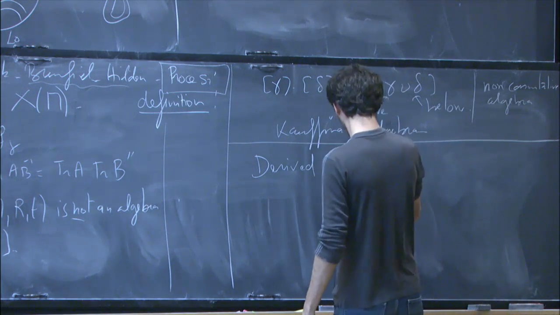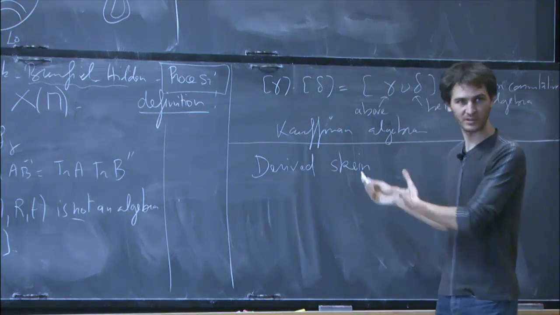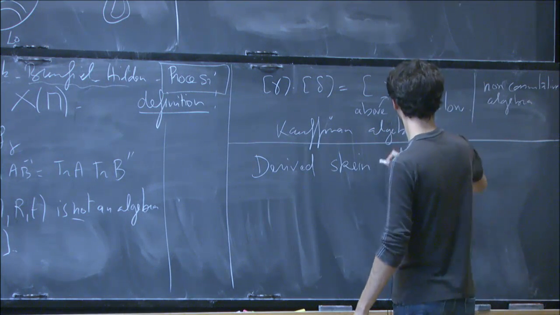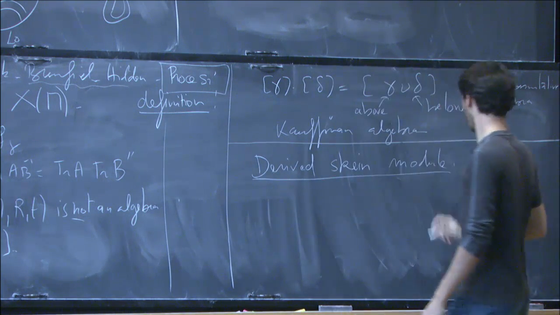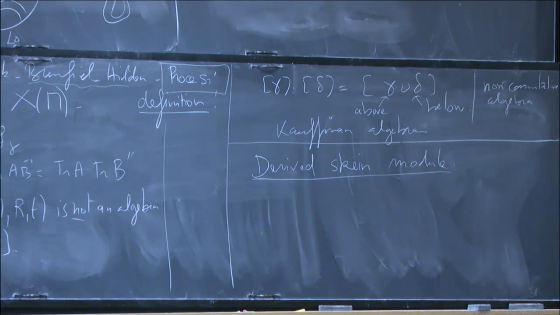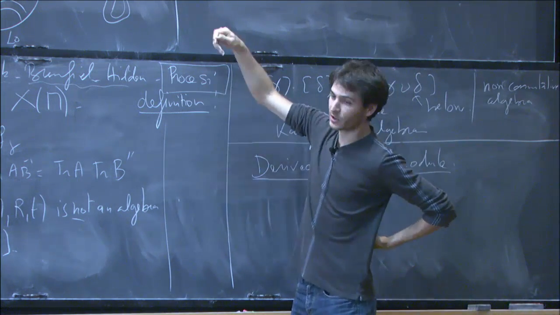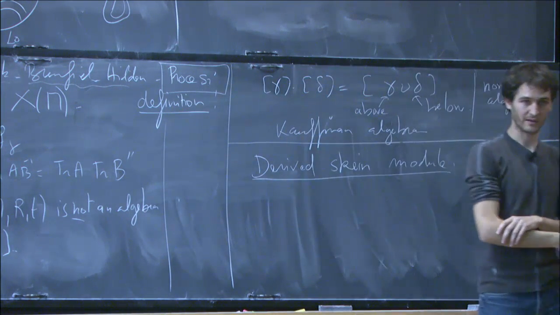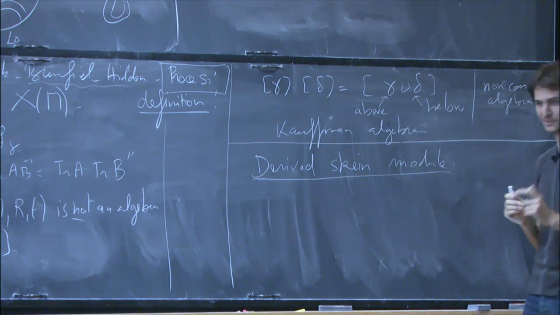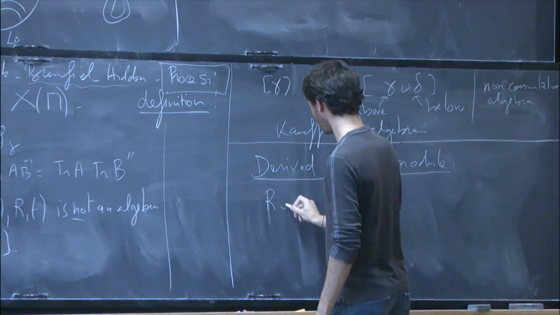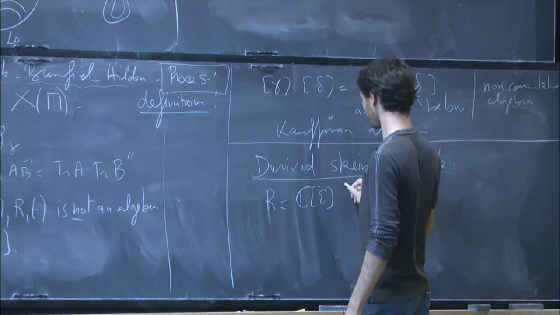So let me go to my main topic, which is what a derived skein module is. Well, it's a very simple idea. Here, if you take R equal to C, you have the algebra of functions on the character variety. You have the trace functions. And if you take R equal to C[t, t inverse], you have something which is related to the Jones polynomial. So you can just do something slightly more than C. This is the idea: to put R to be the dual numbers.